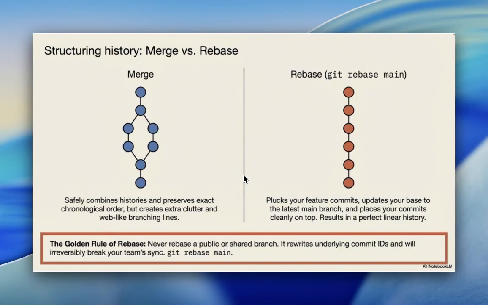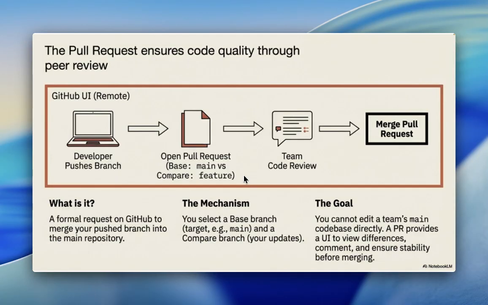Merge safely combines histories and preserves the exact chronological order but creates extra clutter in a web-like branching line. Rebase plucks your feature commits, updates your base to the latest main branch and replays your commits cleanly on top, resulting in a perfect linear history. The golden rule of rebase: never rebase a public or shared branch. It rewrites commit IDs and will break your team. Git rebase main. The pull request ensures code quality.